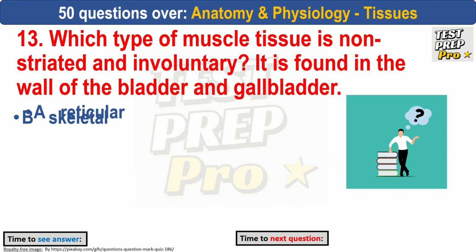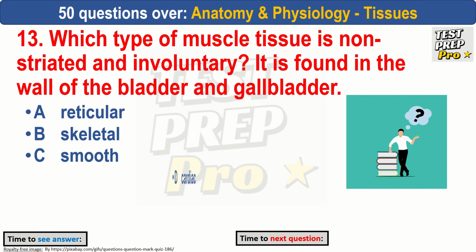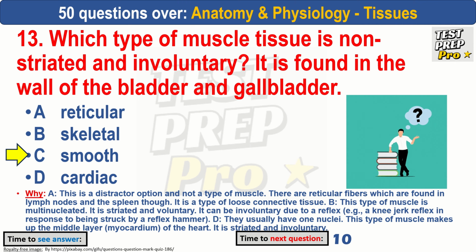Which type of muscle tissue is non-striated and involuntary? It is found in the wall of the bladder and gallbladder. Is it reticular, skeletal, smooth, or cardiac? The answer is smooth muscle. Reticular is just a distractor option. It's not a type of muscle. Skeletal would be like, say, a bicep, a tricep, and cardiac is found in the heart.